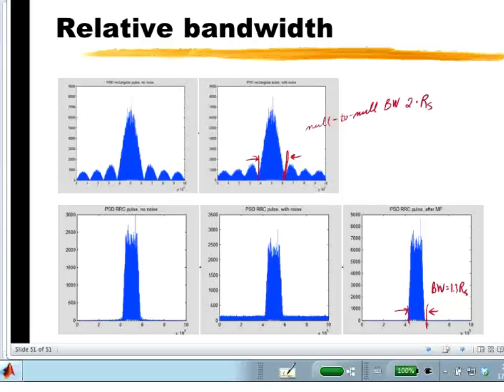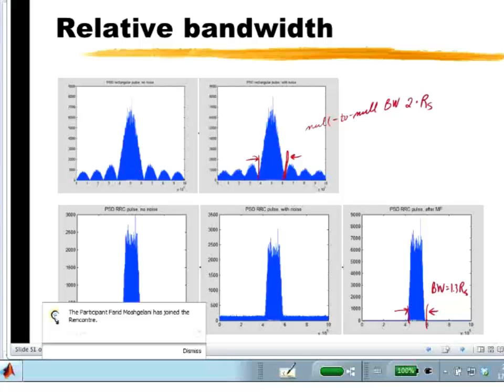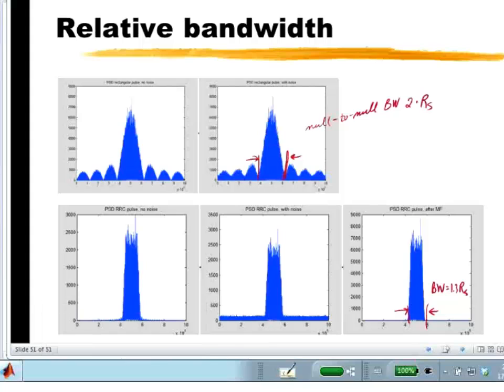In the case of the NRZ pulse, it's 2 times the transmission rate, and in the case of the 30% roll-off factor, it's 1.3, so it's saving you, and that means that there's less noise getting through in your system as well.